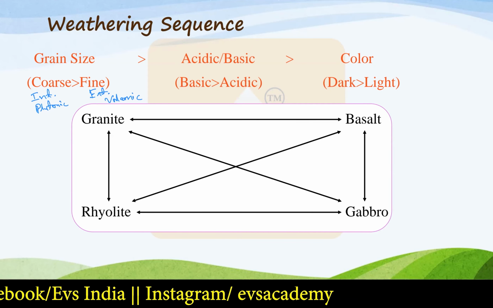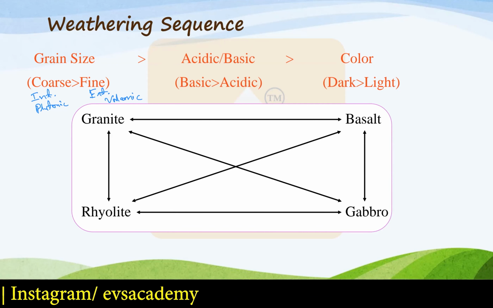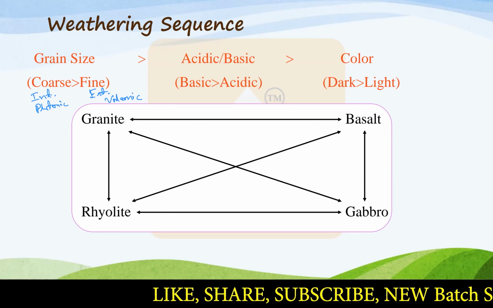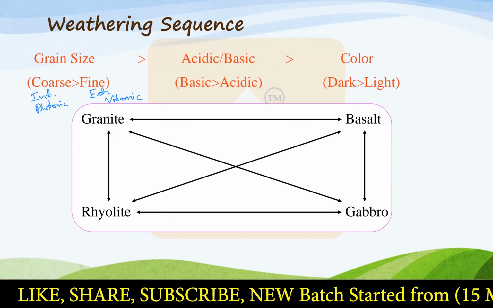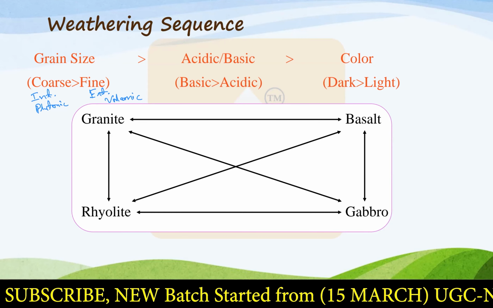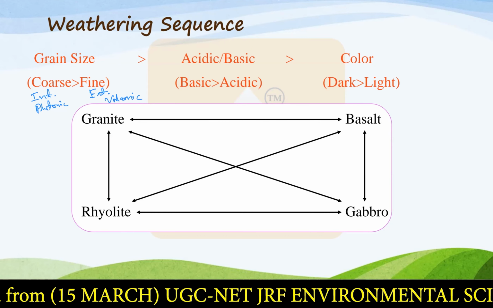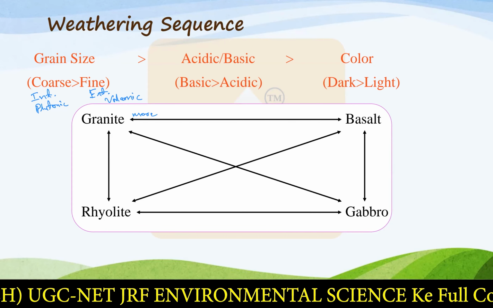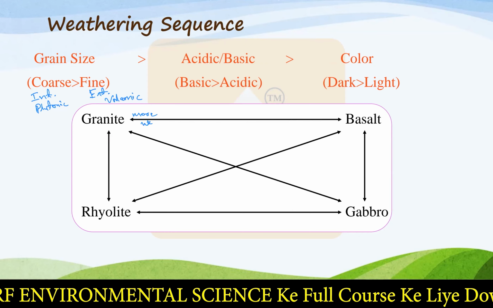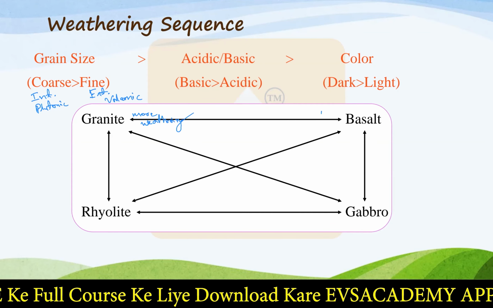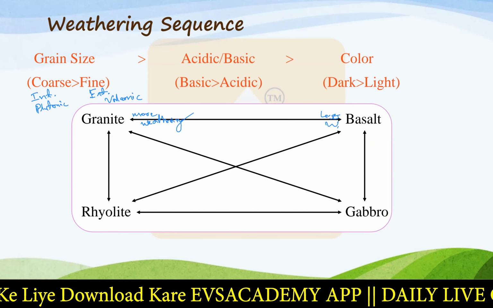So let's see the first example here. Let's see the relationship between the granite and basalt. Granite is, as you all know, a plutonic type of rock or intrusive type of rock, while the basalt is the volcanic type of rock or the extrusive type of rock. So this is the fine grain and the granite is coarser grain. So granite will have the more weathering, while the basalt will have less weathering.